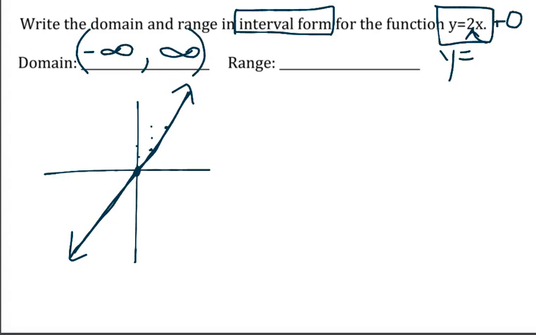For the range, again, it keeps going down and it keeps going up. How low does it go and how high does it go? The lowest it goes is negative infinity. The highest it goes is positive infinity. And it is not equal to, so we need those parentheses. And that concludes our video on domain and range.